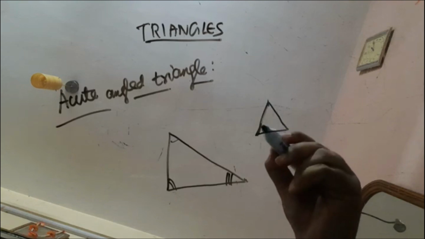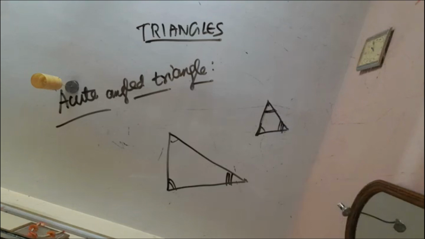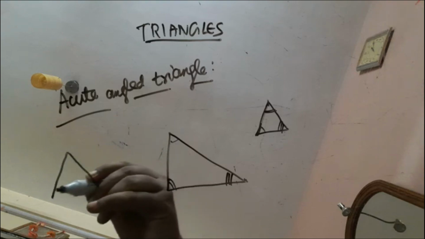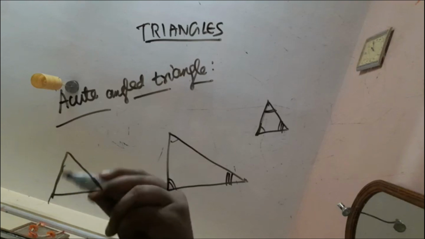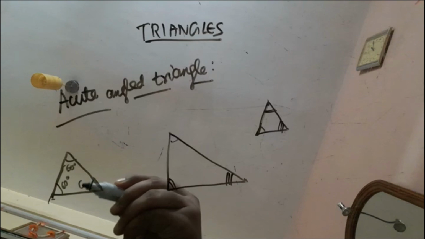This is an acute angle triangle. This angle is less than 90, this angle is less than 90, this angle is less than 90. So this is an acute angle triangle. And from here you must have deduced it very easily that every equilateral triangle is an acute angle triangle. Okay, so if you have an equilateral triangle whose each angle is 60 degree, it is an acute angle triangle.